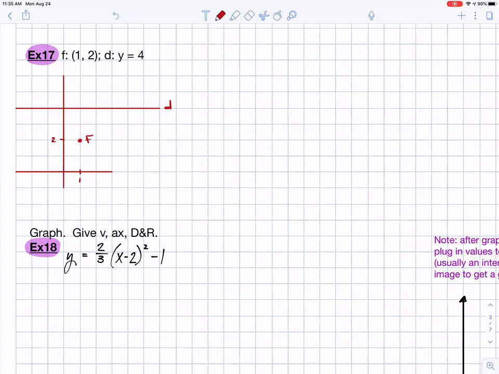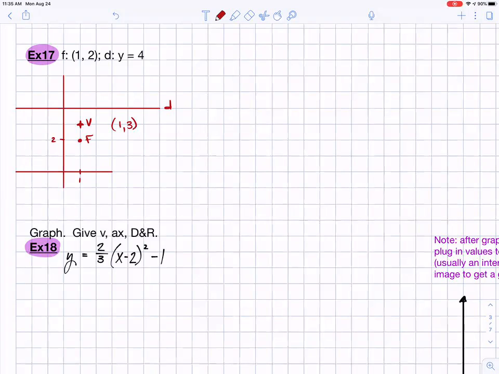Well, the vertex. How can I figure out where the vertex is by looking at that? Isn't it smack dab in the middle of those two? So where's the smack dab in the middle? It's going to be this guy right here. It's going to be my vertex. Smack dab in the middle, so this is going to be the coordinate 1, 3.